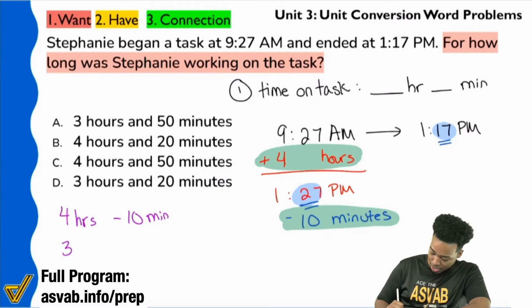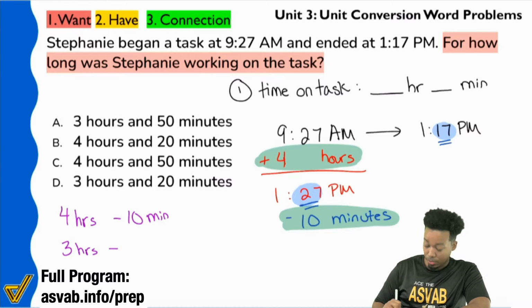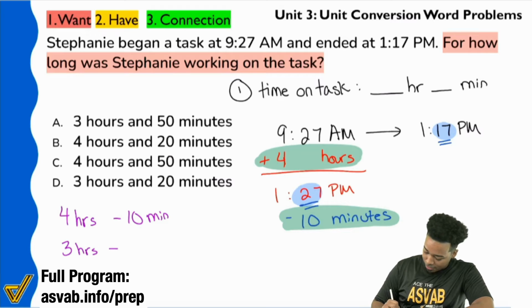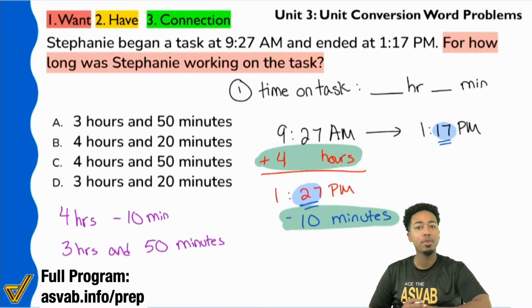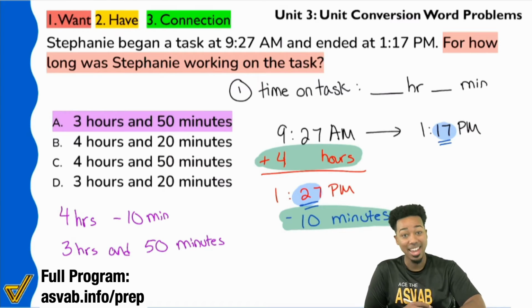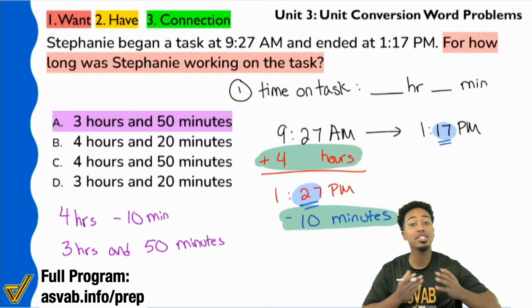Well, that's gonna be 3 hours. And well, 1 hour is 60 minutes. So if you take away 10 minutes, that's 50 minutes. So it's 3 hours and 50 minutes. So it's a pretty fairly quick way to do mental math. But again, we needed to know the connection before we got there. But we are there. We're good. Answer is A. So let's go ahead and move into example number 2.